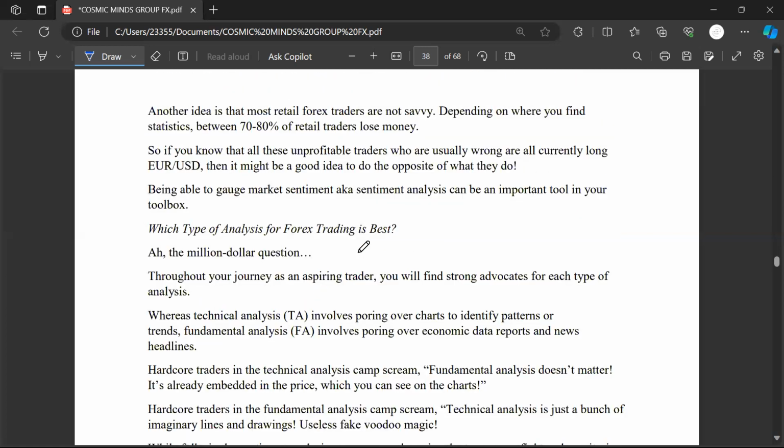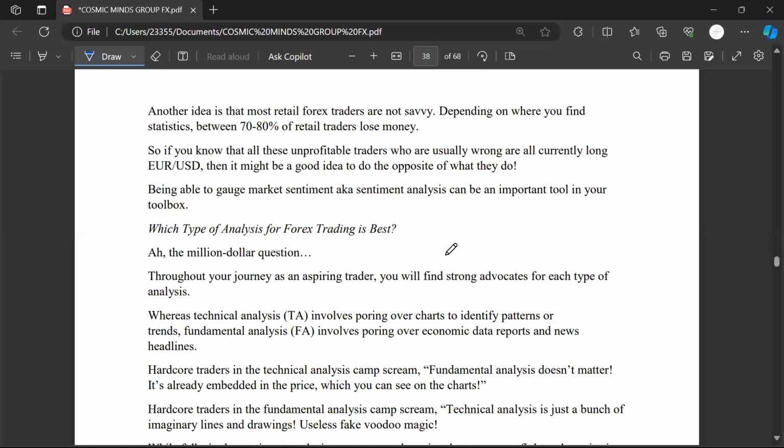Another idea is that most retail forex traders are not savvy. They may not have the technical know-how. Depending on where you find statistics, between 70 to 80% of retailers lose money. They are saying that most of the amateurs or retailers lose money. Why? Because there are a number of factors which contribute to that. We look at them later.